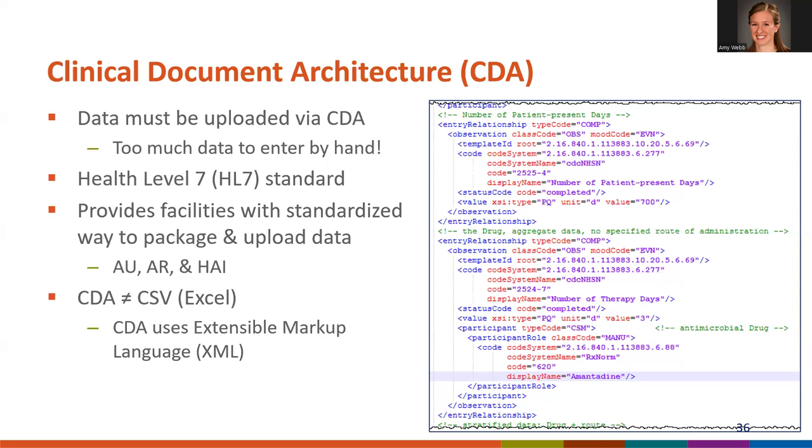So we use CDA exclusively for AU and AR, meaning you cannot manually hand enter anything. But also, some of you may be using CDA files to upload your HAI events, for example. It's very important to remember that CDA is not the same as CSV. CDA uses extensible markup language, or XML coding. I have a screenshot of a very tiny piece of the AU CDA file here on the slide. And as you can see, it's not something that you'll be able to pick up over the weekend. It requires some very in-depth knowledge of XML coding as well as HL7 structuring.